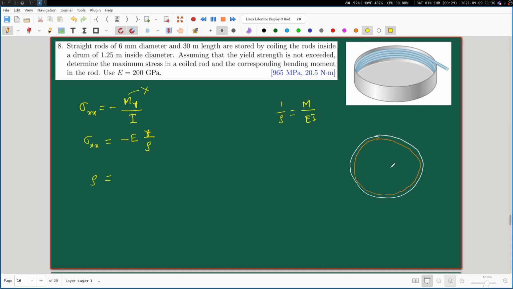So the radius of curvature is up to this point. This is the radius of curvature, and that is nothing but D/2, where D is the inner diameter of the drum, and this here is the small d. So rho is going to be equal to D/2 minus d/2. So you have the rho, Young's modulus is given to us, and we can substitute the appropriate value of y to determine the sigma_x. Okay, now you can do this.